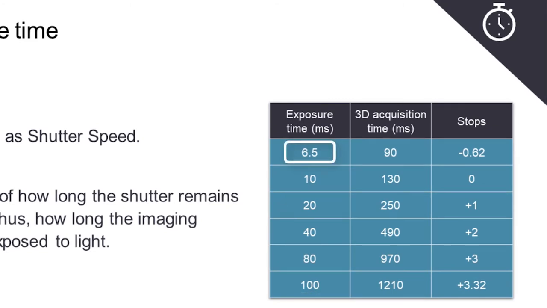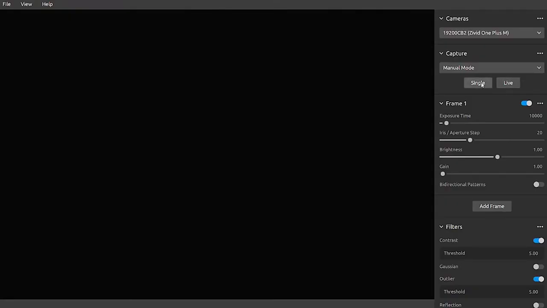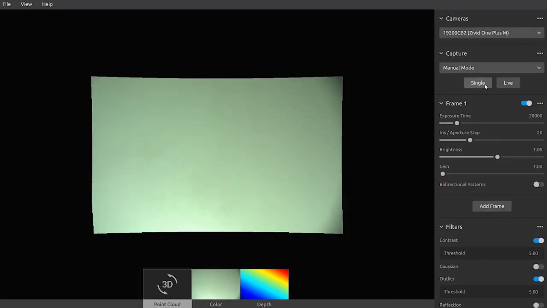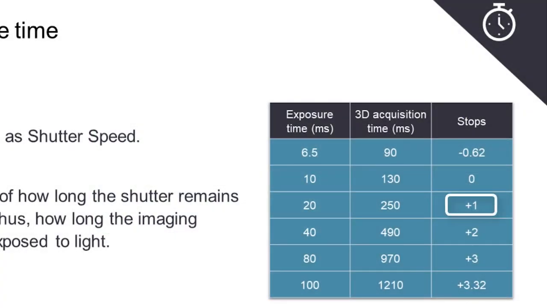When an exposure time of 6500 microseconds is chosen, the Zivid camera needs about 90 milliseconds for 3D image acquisition. Increasing the exposure time by some ratio will also increase the exposure of the image by the same amount. For example, if you increase the exposure time from 10,000 to 20,000 microseconds, the acquisition time will be twice as long and the light intensity will be twice as high. In other words, the exposure will increase by one stop.